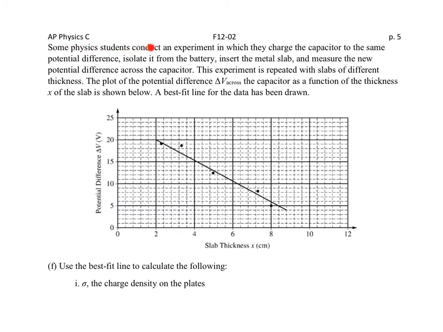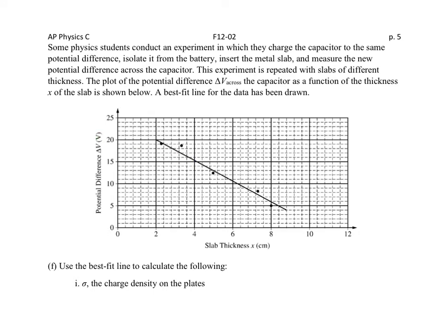Some physics students conduct an experiment in which they charge the capacitor to the same potential difference, isolate it from the battery, insert the metal slab, and measure the new potential difference across the capacitor. This experiment is repeated with slabs of different thickness. The plot of the potential difference delta V across the capacitor as a function of the thickness x of the slab is shown below. A best fit line for the data has been drawn.